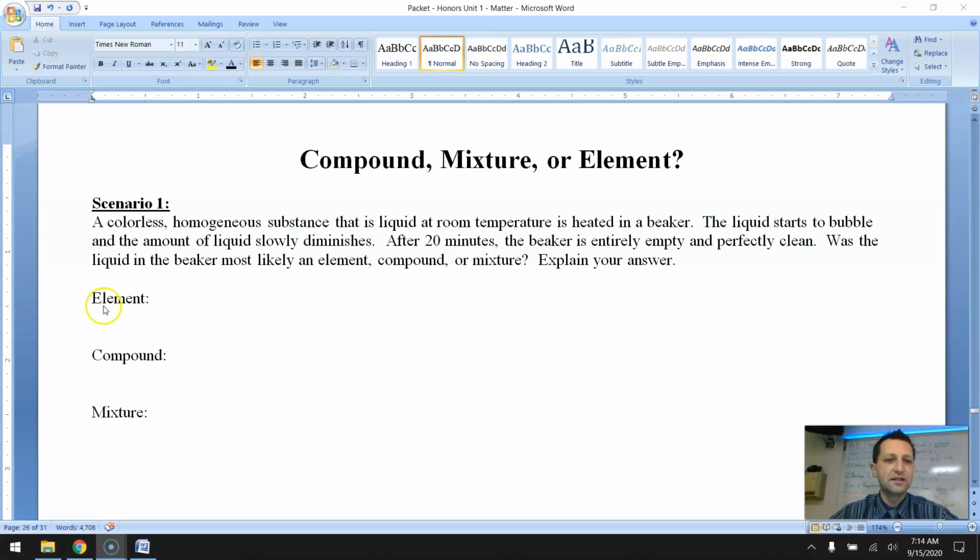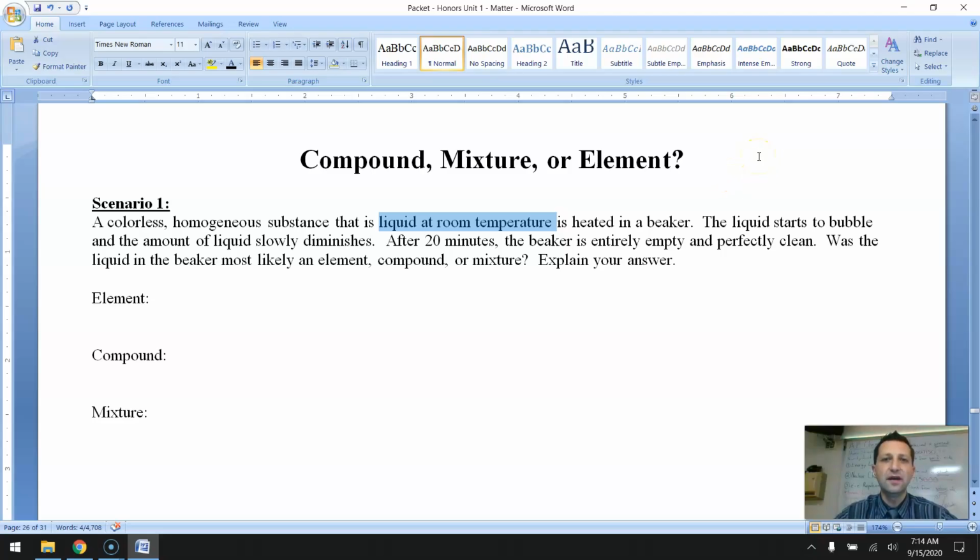The first one says it's a colorless homogeneous substance that's liquid at room temperature, heated up in a beaker. I like to go sentence by sentence and figure out, can I eliminate anything after each sentence, or have a better idea of what it is? So it's important that it's a liquid at room temperature. I'm going to start with elements. Elements that are liquids at room temperature are few and far between.